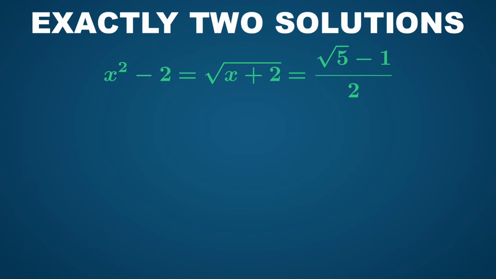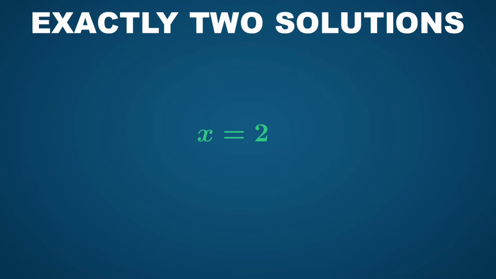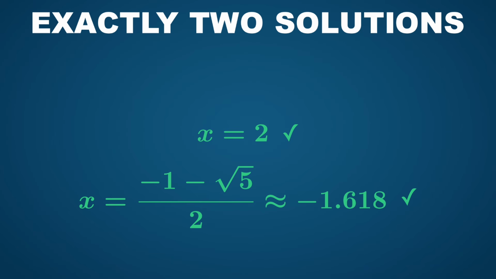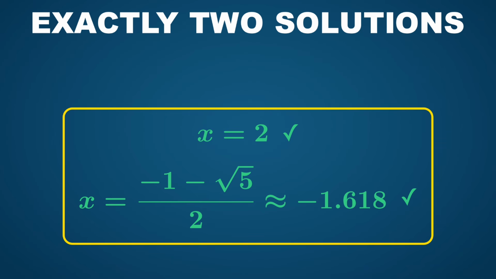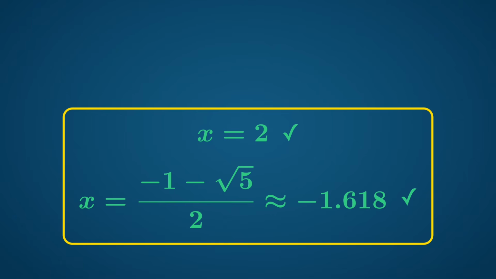has exactly 2 solutions. The first solution is the whole number x equals 2. The second solution is x equals minus 1 minus root 5 over 2. As a decimal, that second value is about minus 1.618. That completes the problem, with both answers checked in full.